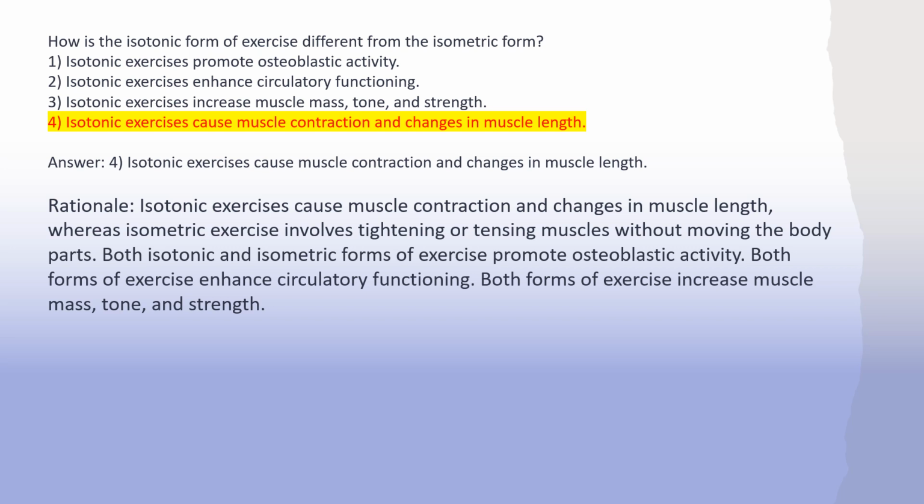Rationale: isotonic exercises cause muscle contraction and changes in muscle length, whereas isometric exercise involves tightening or tensing muscles without moving the body parts. Both isotonic and isometric forms of exercise promote osteoblastic activity. Both forms of exercise enhance circulatory functioning. Both forms of exercise increase muscle mass, tone, and strength.